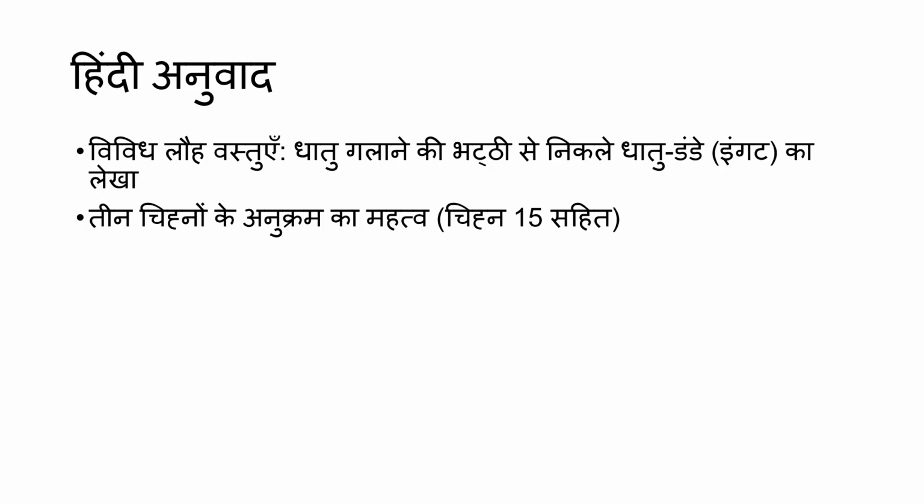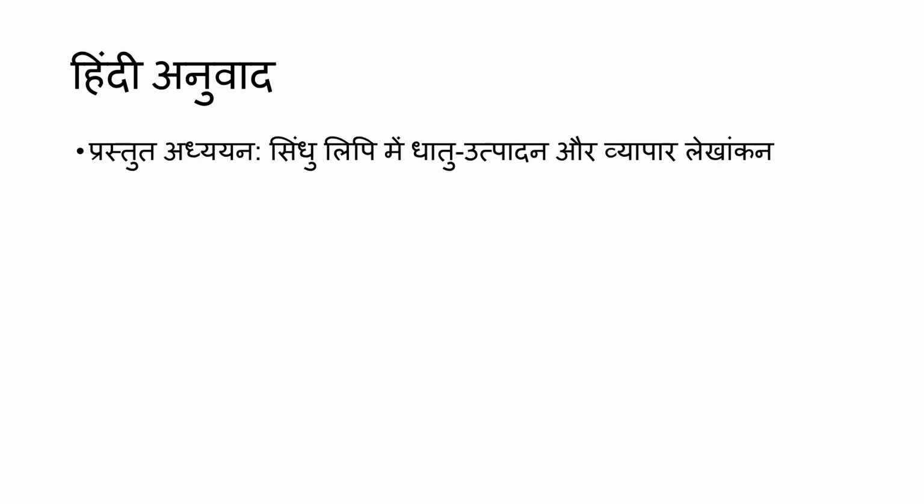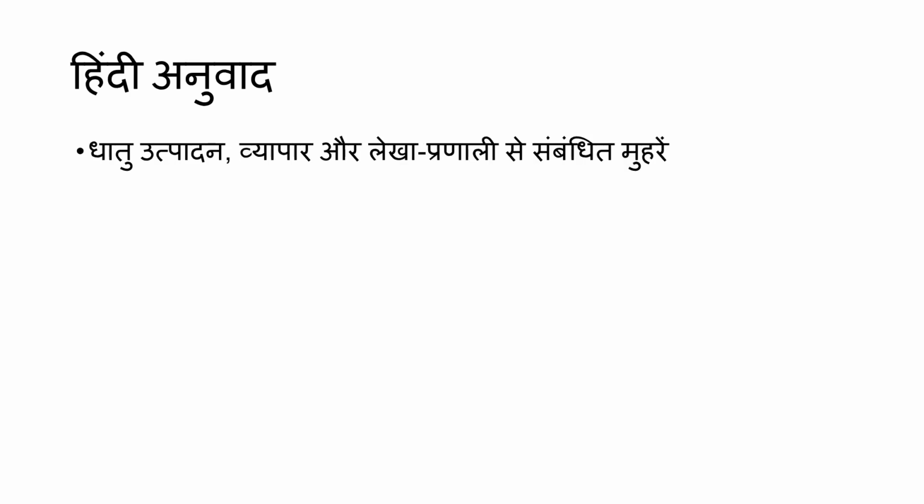This video presents a Hindi translation related to miscellaneous iron articles, specifically the account of metal bar ingots produced by a smelter. We explore the significance of the three-sign sequence, including sign 15, found on over 33 inscriptions. The current study focuses on metal production and trade accounting, as documented in the Indus Script.